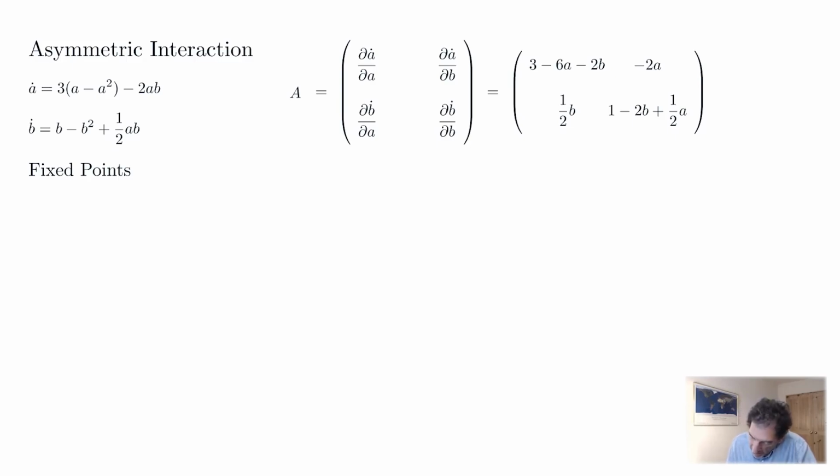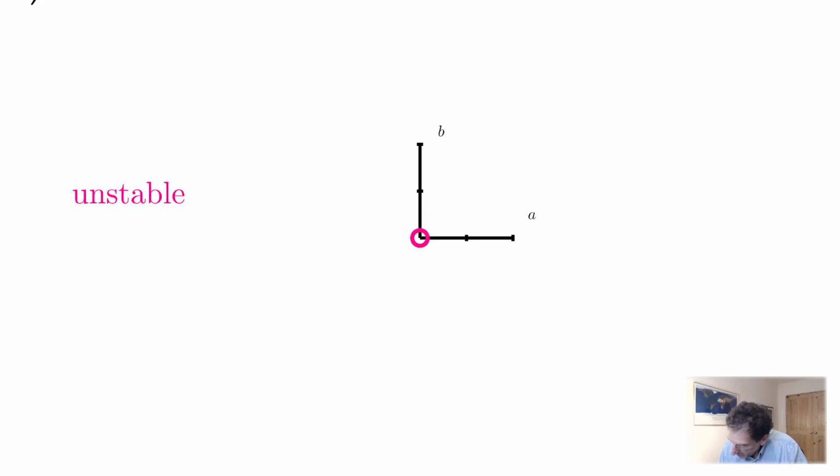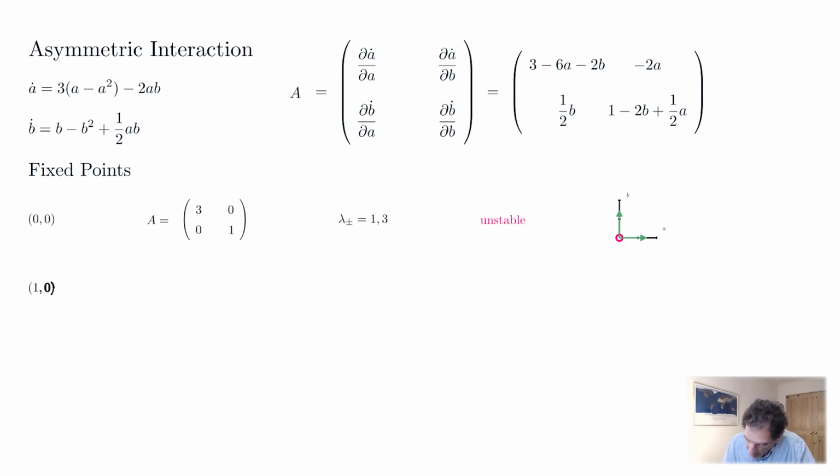There's a fixed point clearly at 0, 0, where there's nobody left. And in this case, the transformation matrix is 3, 0, 0, 1. So the eigenvalues are equal to 1 and 3. And this is an unstable point because both eigenvalues are positive. So if I look locally near the fixed point, here is a fixed point at 0, and the flow is away in both directions.